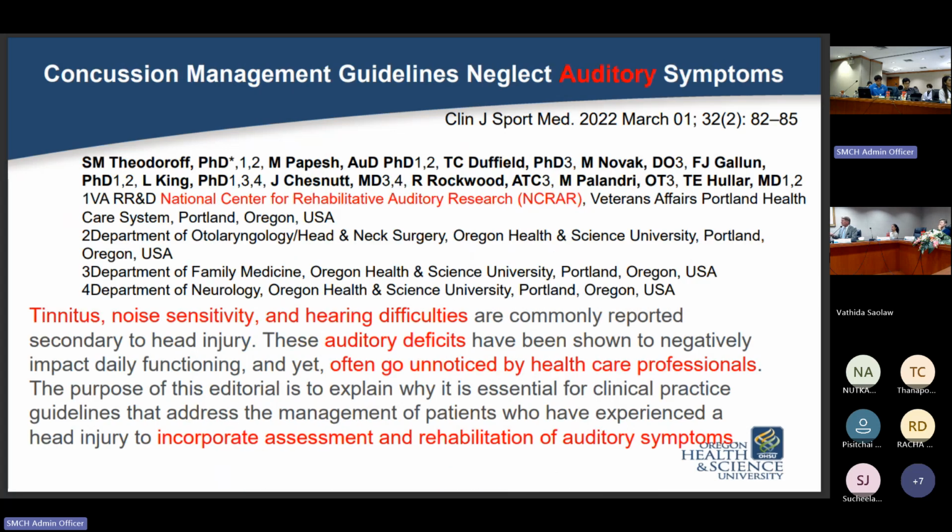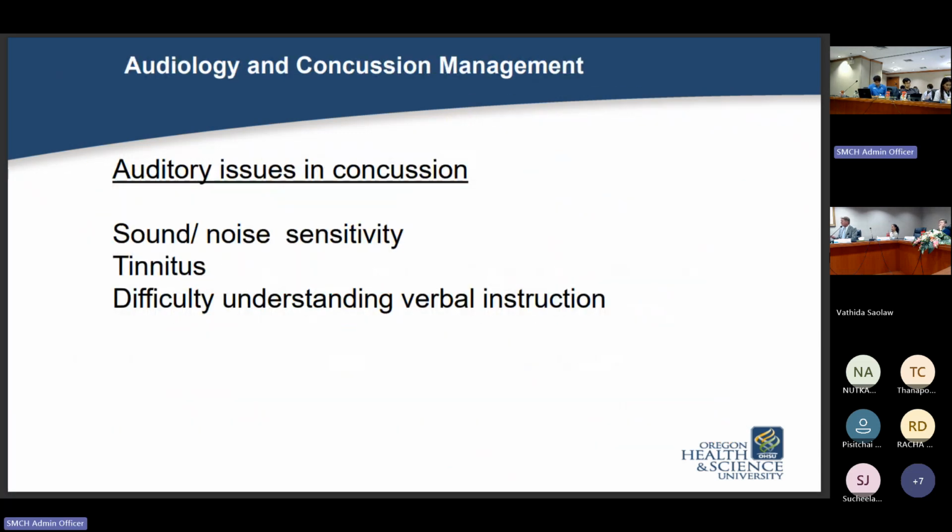We did publish this paper recently about the fact that concussion management guidelines neglect auditory symptoms because we have a Veterans Administration specialty center at OHSU at the VA there. And we found that tinnitus, noise sensitivity, and hearing difficulties were commonly reported, but they often go unnoticed by healthcare professionals. So we're recommending incorporating assessment and rehabilitation of auditory symptoms as part of concussion management as well. And again, these are the three areas that often need to be assessed. And we're now incorporating these a little bit more into our concussion management.